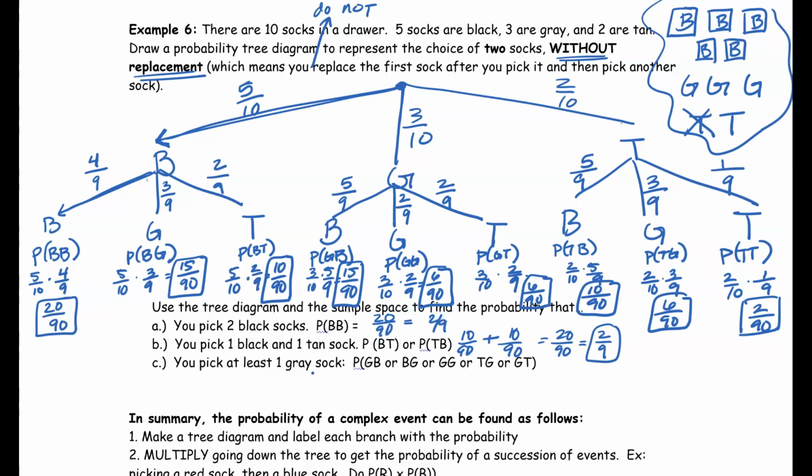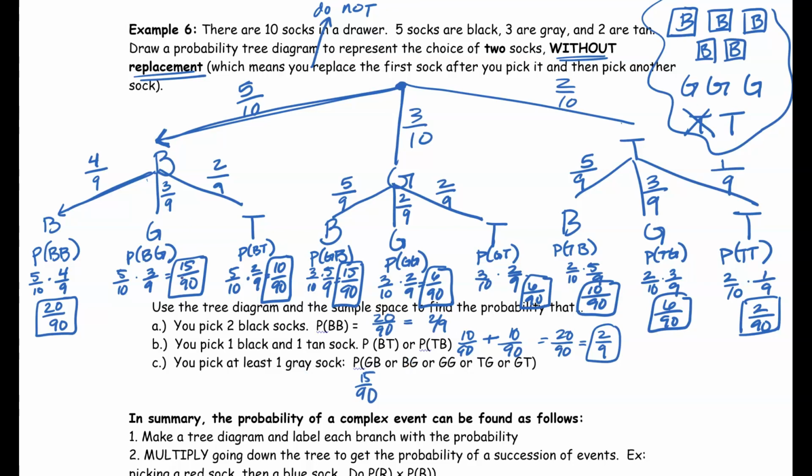And then this last one is really lengthy. This is probably the hardest probability question that you could get. You pick at least one gray sock. So that means a gray black or a black gray or a gray gray, tan gray or gray tan, anything with gray in it. So we're going to go ahead and pull all of those fractions. We've already done the work. So gray black, I find that one. Gray black is 15/90.